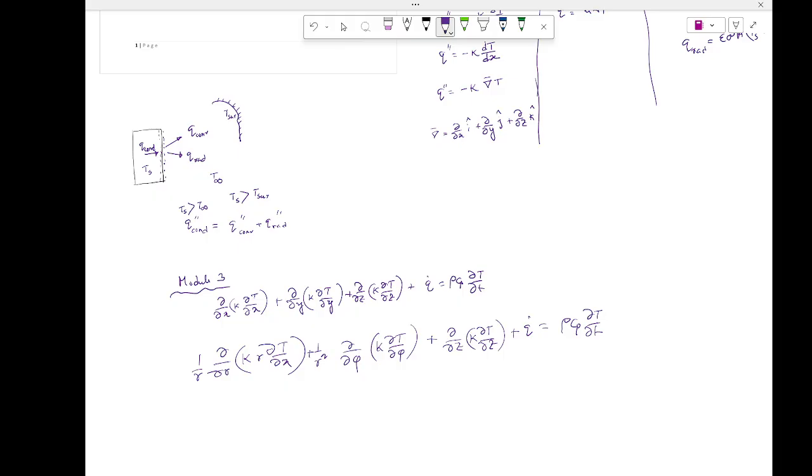Steady state and constant properties. Always remember these four. These four assumptions dictate the problem.